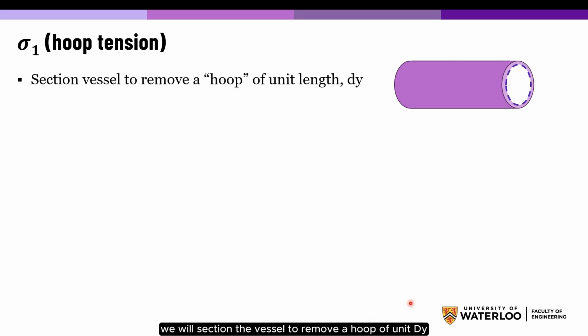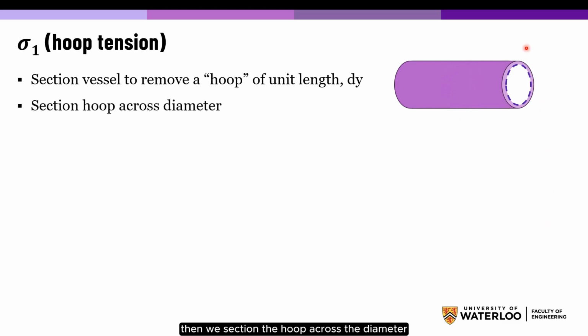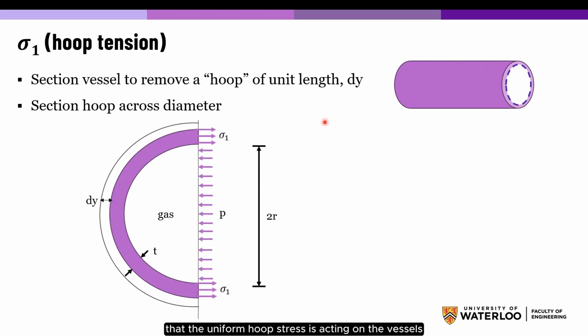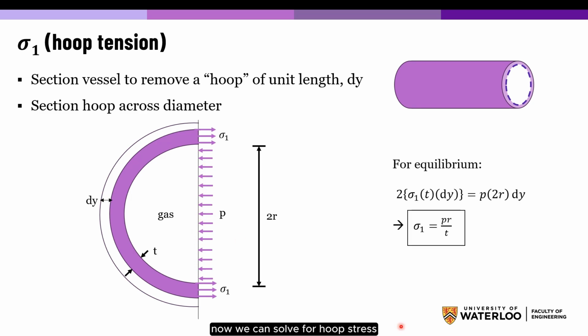First, we will section the vessel to remove a hoop of unit dy. Then we section the hoop across the diameter. We can see that the uniform hoop stress is acting on the vessel's walls, while pressure is acting on the gas. Now we can solve for hoop stress by using the summation of forces in the x direction. Rearranging for hoop stress, we get the equation hoop stress is equal to PR over T.